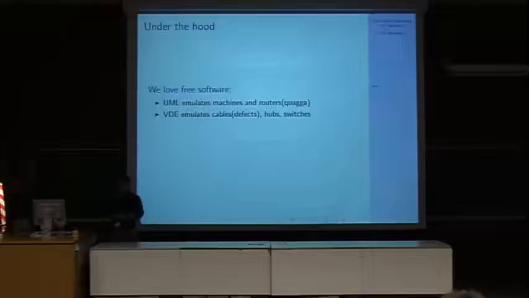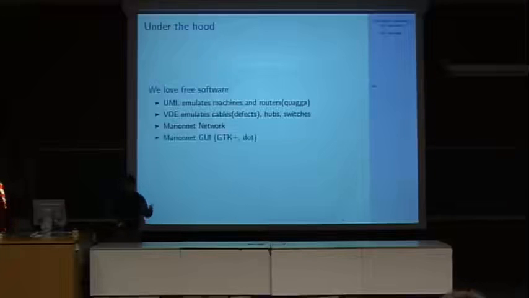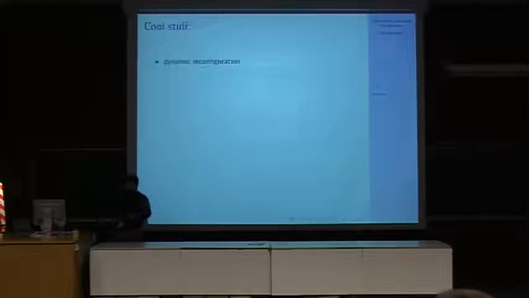VDE allows us to emulate cables, hubs, and switches, and also implements all the defects that we saw, the anomalies. Then there are the Marionnet network parts, that is the core, which manages all the processes that we saw, both machines and cables. And there is the GUI part that is written in GTK+ for the interface and in the dot language for the network sketch that we saw.